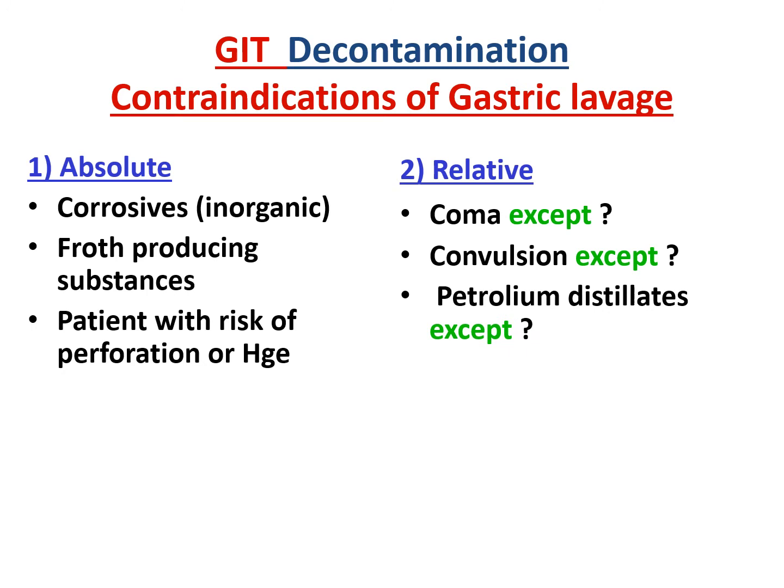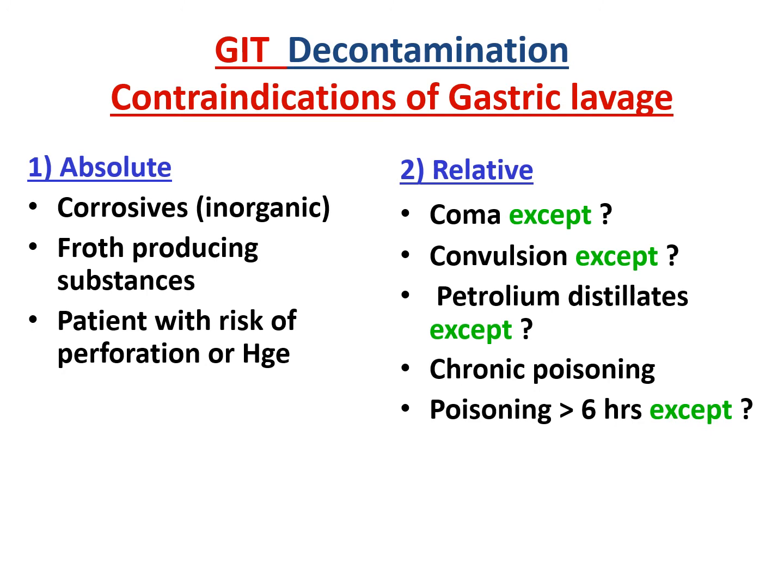In petroleum distillates, I am afraid of aspiration pneumonitis, so I can protect the airway passage by cuffed endotracheal tube, then do gastric lavage. I can use gastric lavage not only for acute poisoning but also for chronic poisoning in certain conditions like morphine poisoning, where some of the morphine will be re-excreted in the stomach and can be removed by gastric lavage.